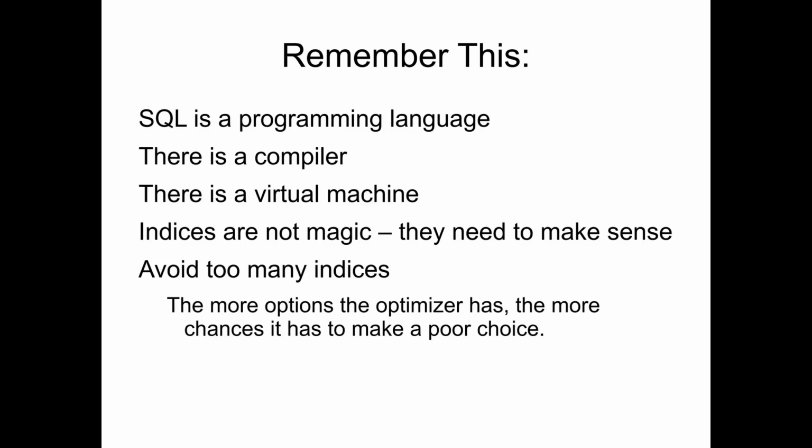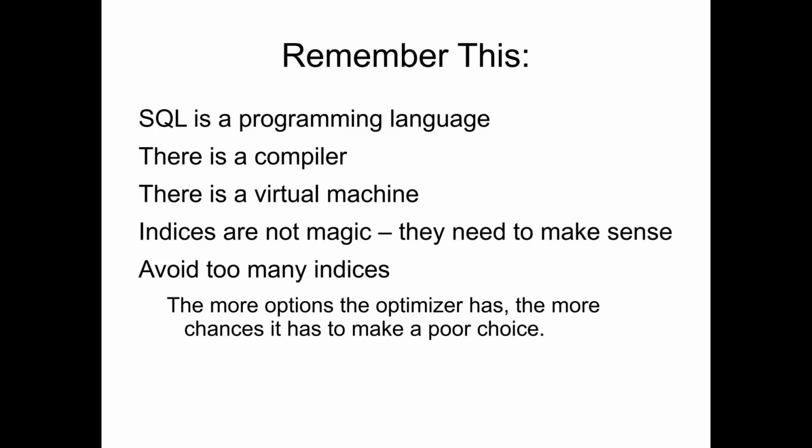So the key points that I wanted to bring across to you today are that SQL is a programming language. There is a compiler. There is a virtual machine. Indices are not magic. They have to make sense. So often on the SQLite mailing list, I don't know if this is happening on the mailing list for the other database engines or not, people get on and they say, well, I created a bunch of indices, but my queries are still slow. Why? They're not magic. The query still has to make sense.